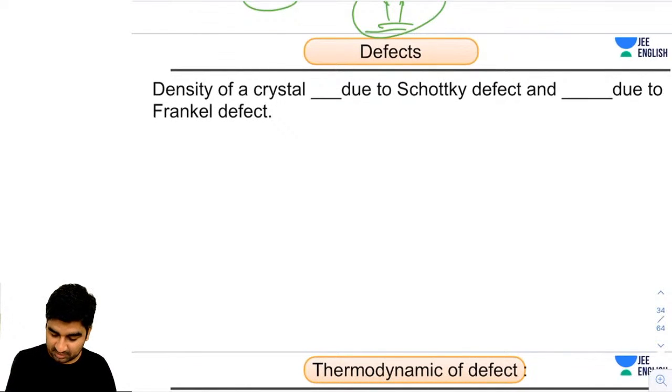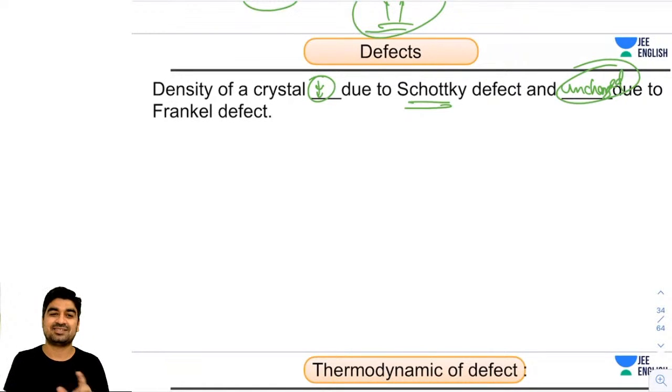So the density of the crystal will decrease due to the Schottky effect, and will remain unchanged due to the Frenkel effect.